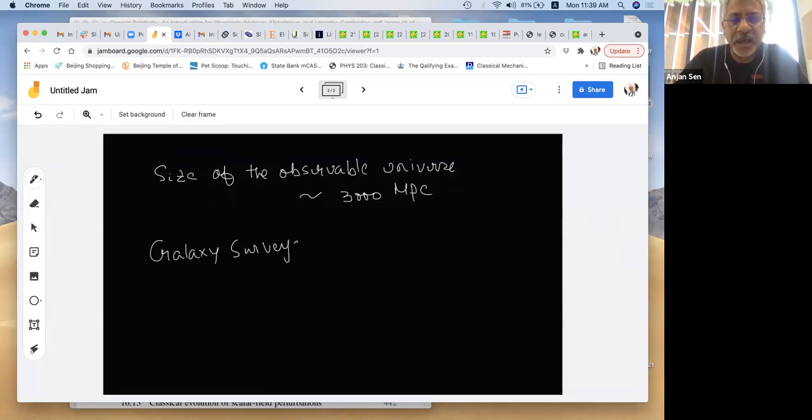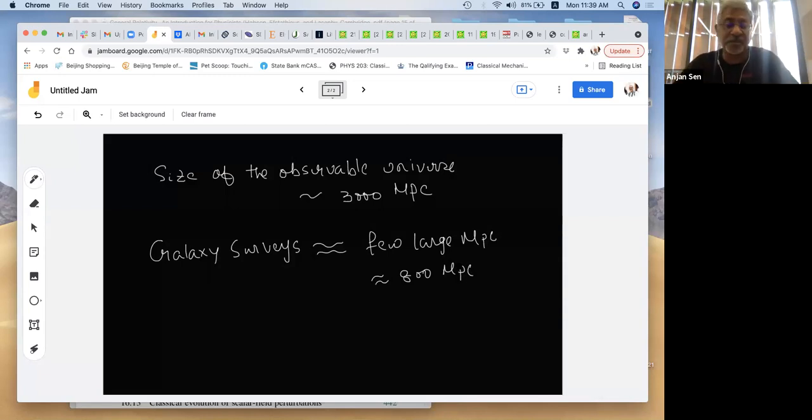Typically, the size of the sky they cover is a few hundred megaparsec, around 700, 800 megaparsec or so, a little bit more, a little bit less. So that is roughly the kind of thing you can see, and the typical distance between two galaxies is roughly 1 megaparsec.